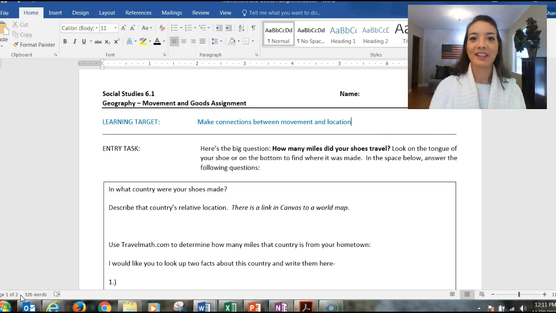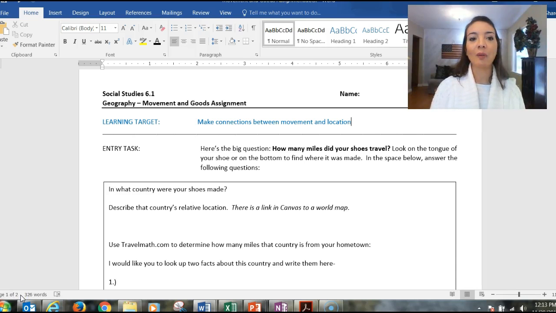Hi everyone. The last lesson introduced our fourth theme, which is movement. We learned that people study movement to understand ideas, to share information, and to make life better for us. In today's lesson, we are going to learn about movement and goods. We're going to look at different products that we have and locate them on a map.